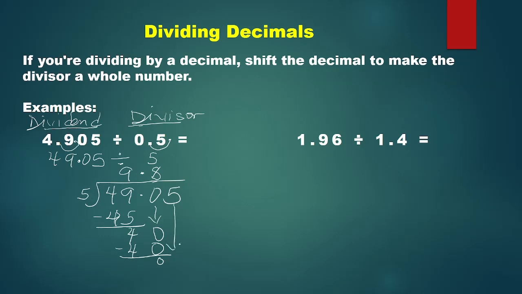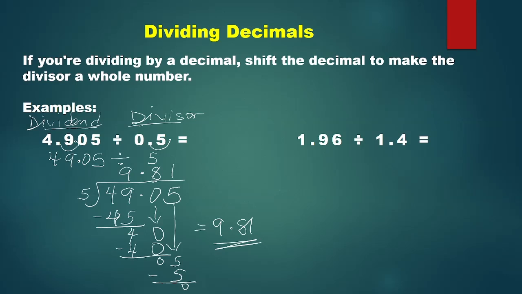I'll bring down my next number, which is 5. 5 divided by 5 is 1. And 1 times 5 is 5. If I subtract, I have 0. So the answer to this question is just 9.81. Let's try another example.